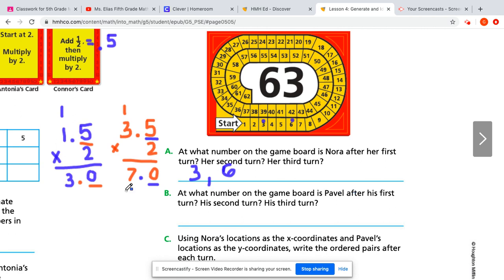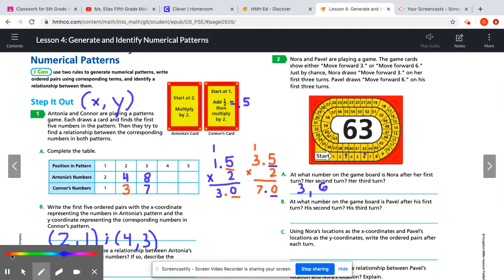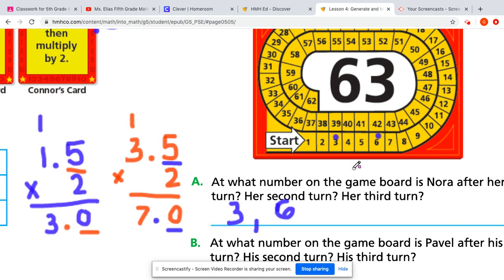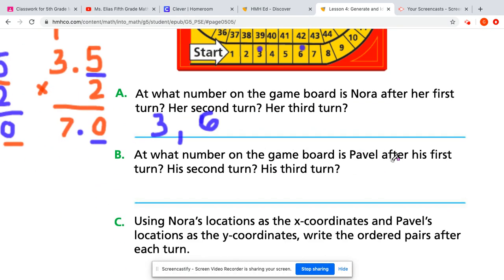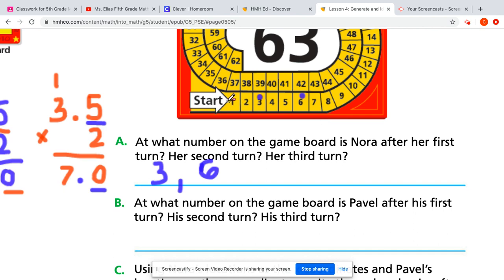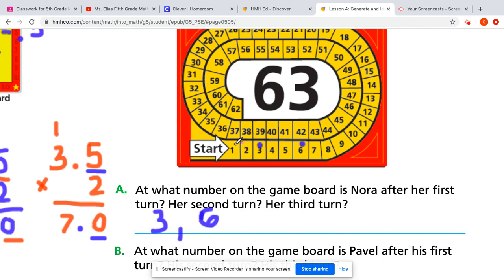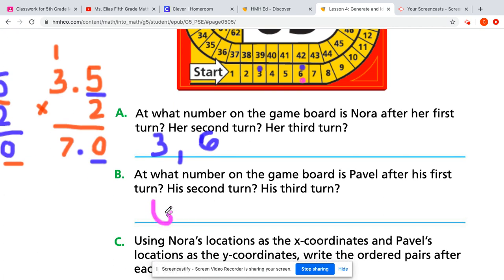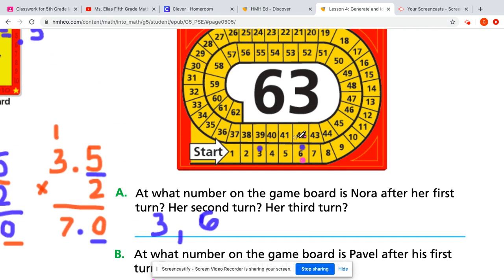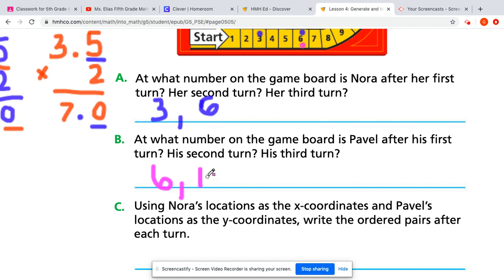And then we have to do the same thing for Pavel. So let me get a different color for him. Let me do this color so you can see it. Okay. One number on the board is where Pavel is on his first turn. So he moves 6 cards each 3 times. So he starts at start, 1, 2, 3, 4, 5, 6. Then he goes again, and he moves 1, 2, 3, 4, 5, 6 again. Now he's at 12. And then again, you have to finish the pattern for both of these guys.